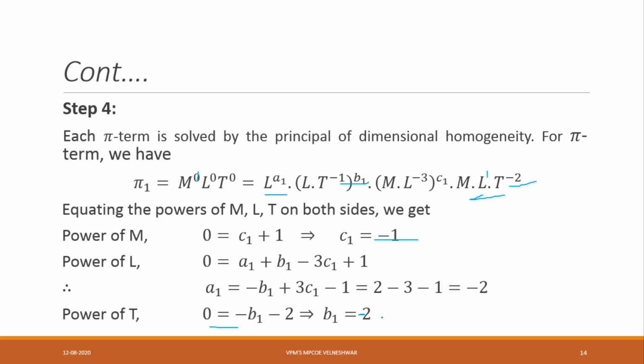Now if I am keeping this minus 2 in here, let us solve this equation, power of L. A1 is equal to minus B1 plus 3 C1 minus 1; these terms going to the left hand side, then what will become, minus B1 plus 3 C1 minus 1. Here how much value we got? B1 value is minus 2, minus of minus is plus, that is plus 2.